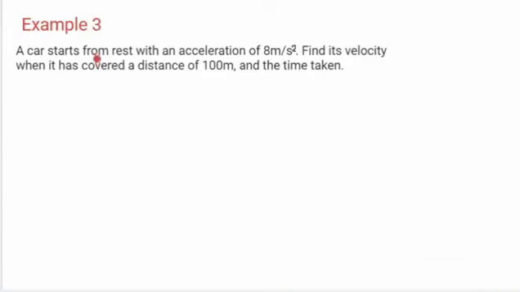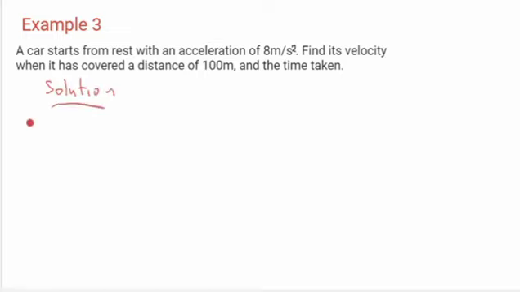Example 3 now. A car starts from rest with an acceleration of 8 meters per second square. Find its velocity when it has covered a distance of 100 meters and the time taken. Okay, so solution.